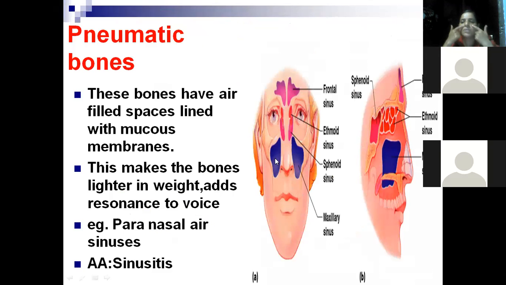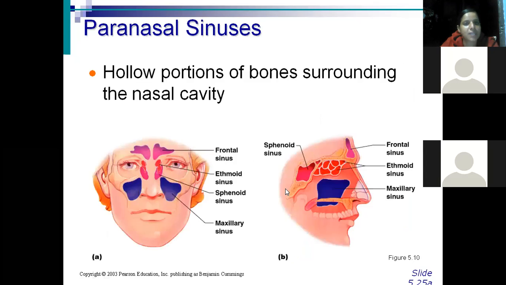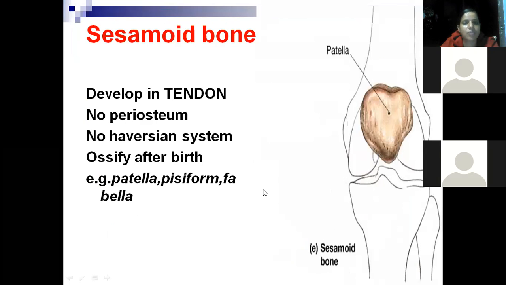We have certain bones which are filled with air. We have already taken the details about the maxillary air sinus. Frontal bone with frontal air sinus, ethmoidal bone with ethmoidal air sinuses, sphenoid bone with sphenoidal air sinus. So they all come under air filled bones.